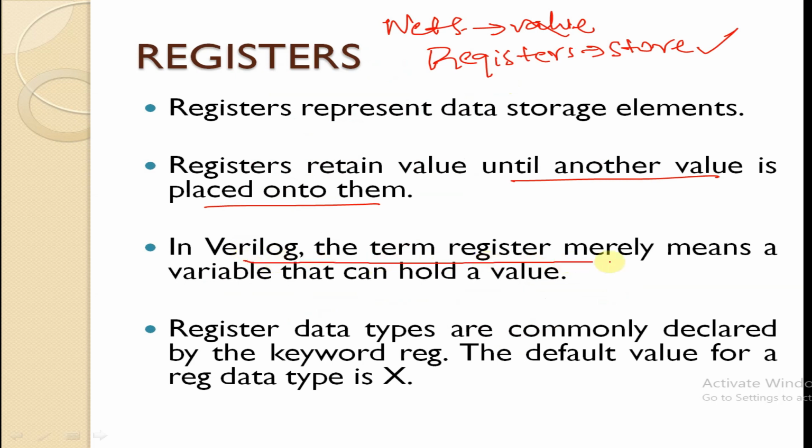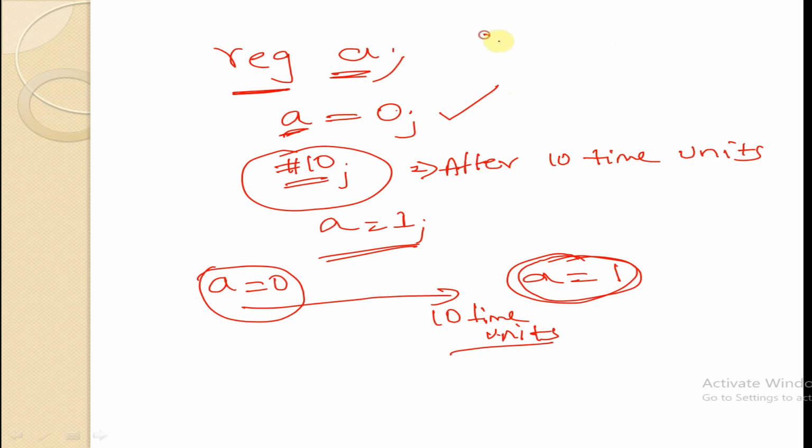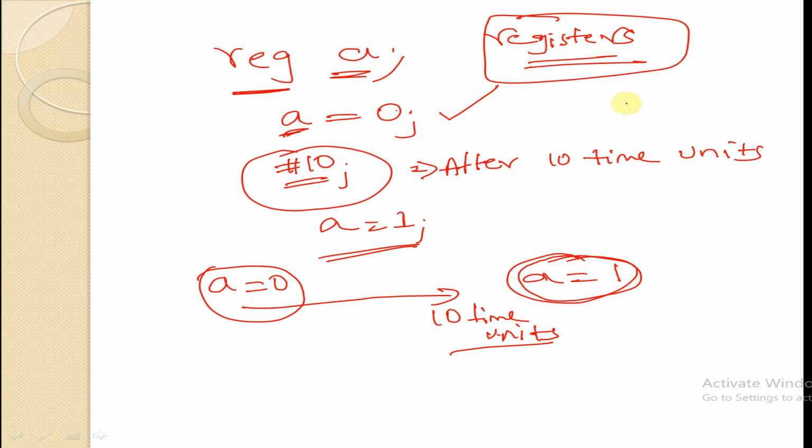And in Verilog, the term register merely means a variable that can hold a value. Registers are nothing but something which holds the value. It is not the registers which are used in digital circuits. Don't get confused with that. This is also a valid interview point, they will ask whether Verilog registers are the same as the registers in digital electronics. Not that type. These registers are different from the ones in digital electronics. These registers are basically used for storing the value.